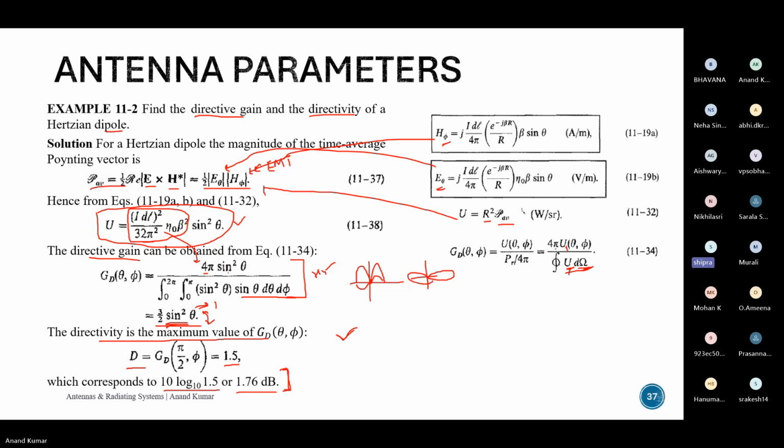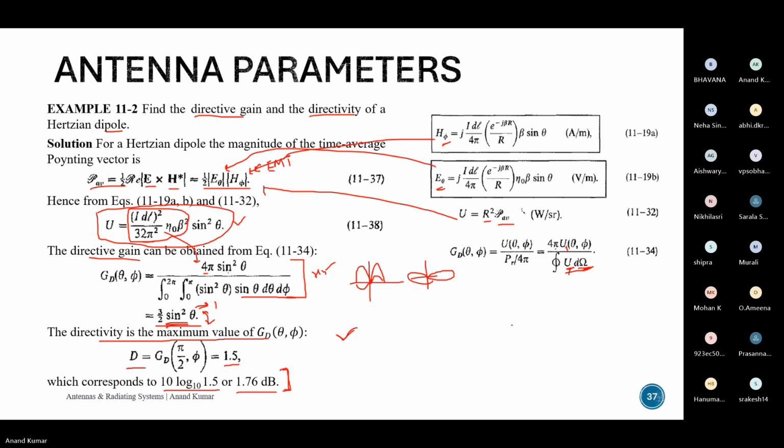Sir, I have one question. Yes, please tell me. So directivity means maximum radiation. And what is the major difference between the directivity and the directive gain? Okay, good question. Directive gain can be in all directions. Directivity is the maximum value of the directive gain. So the maximum value of directive gain will be in the direction where there is the major lobe.